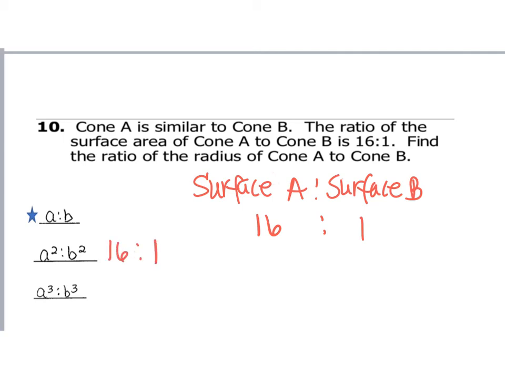Find the ratio of the radius of the cone. So the question is, does this go to our scale factor or does it go to volume? Well, it goes down to scale factor. It is a linear measurement. So we are going to take the square root of 16 to the square root of 1, and we get 4 to 1. So the ratio of cone A to cone B is 4 to 1. We didn't do volume because they didn't ask us anything about volume.